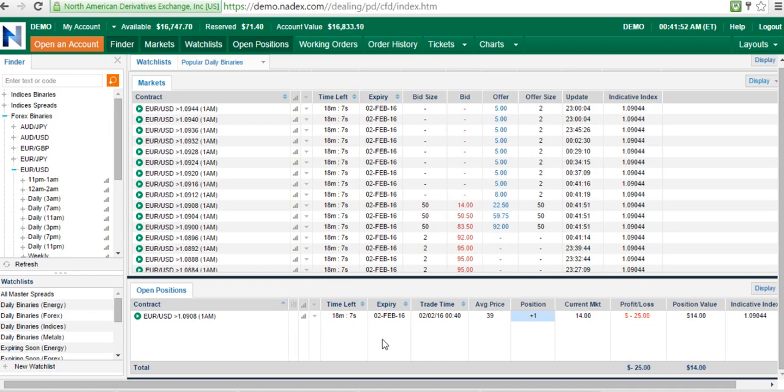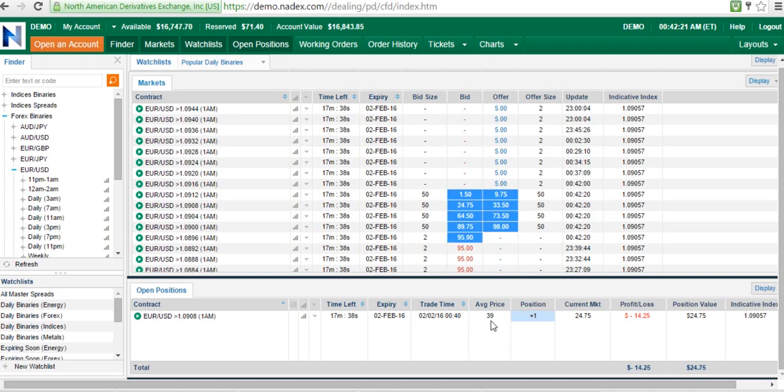Now this is just an example I'm showing you here. Let's say that I bought this binary for $39 because I thought the market was going up. And let's say that I'm wrong and the market's going down against me and I want to get out of it early. I don't want to hold it till expiration and lose the whole amount. Or let's say I bought it for $39, the market is going up, I was right, and now I can sell it for $75 and I just want to exit it and take early profit.